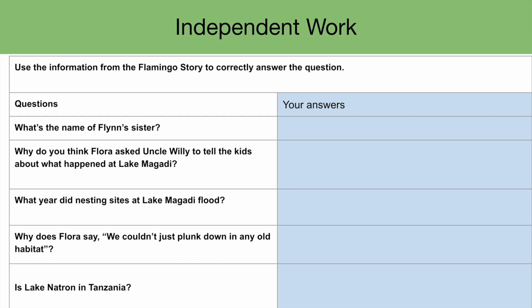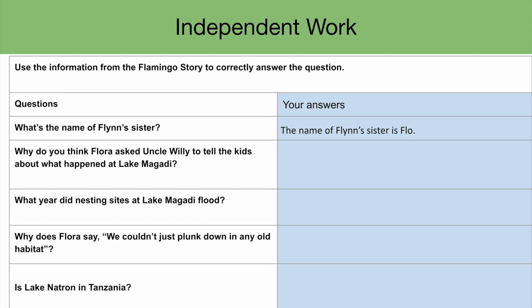Use the information from the flamingo story to correctly answer the questions. What's the name of Flynn's sister? Now, whenever I answer questions, I always begin my answer by rephrasing the question. So the question asks, what's the name of Flynn's sister? My response will be, the name of Flynn's sister is Flo.